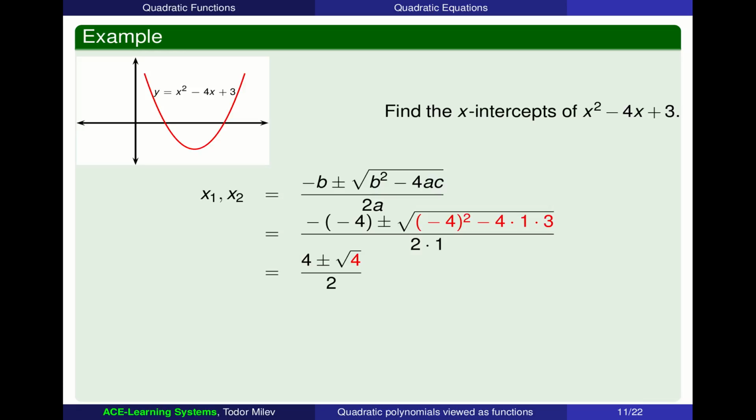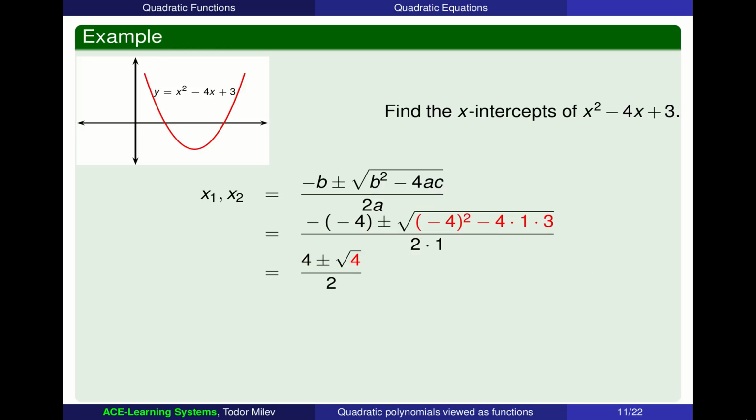Minus 4 squared minus 4 times 1 times 3, what's that equal to? That is equal to minus 4 squared, that is 16. 4 times 1 times 3, that is 12. So that is 4. So I'm having a radical of 16 minus 12, which is radical of 4. So I'm having radical of 4 over there.